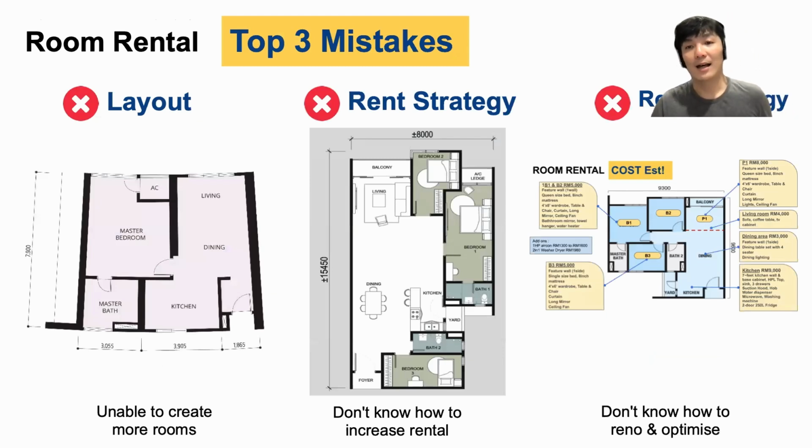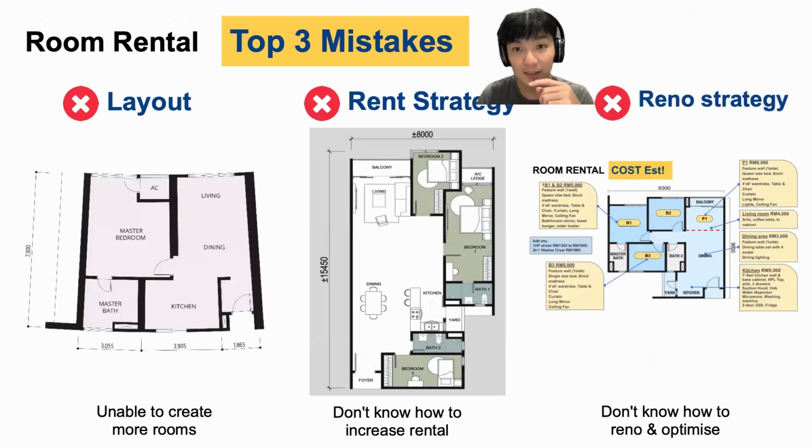Third thing, what are these? This is important. You need to be sure when you buy. Don't buy first and only then think about room rental. When you buy, there are top 3 mistakes. The first one is definitely that you choose the wrong layout. The second is that you use the wrong rental strategy. And the third is that you do not know how to reno so that you optimize the rental income in your unit.